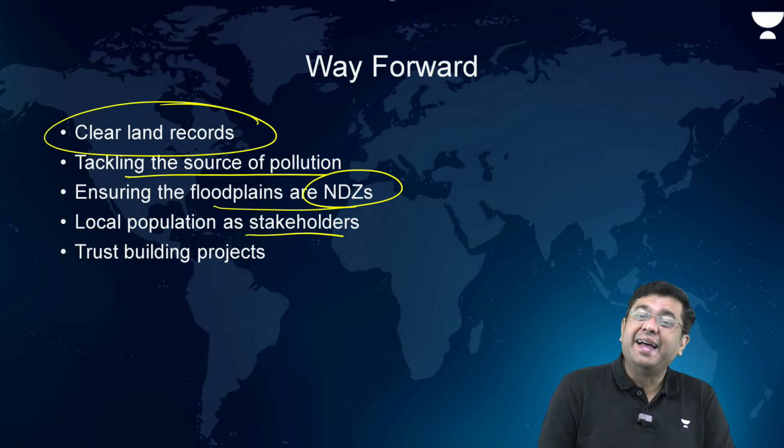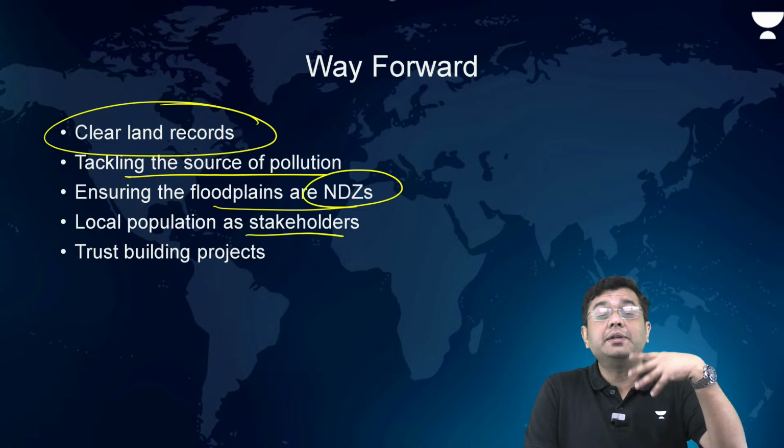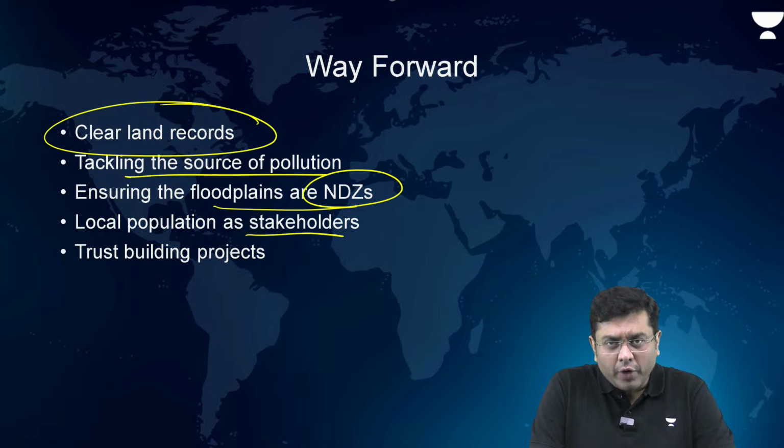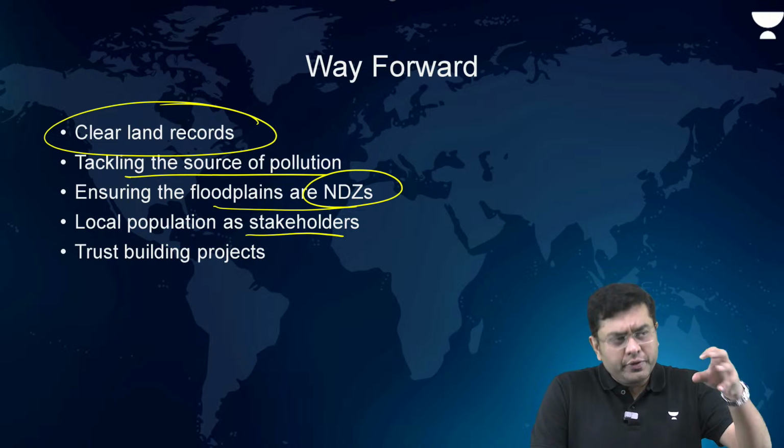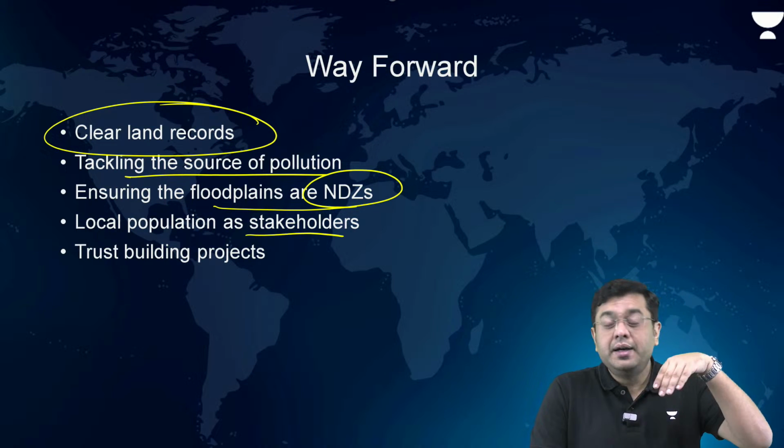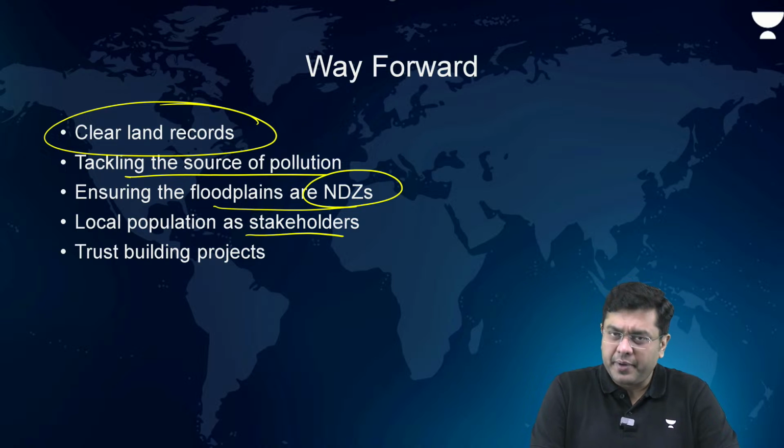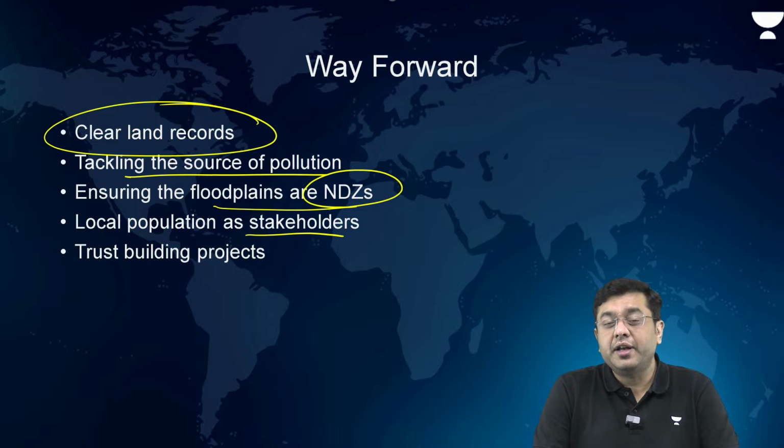Local population as stakeholders in terms of determining what the future of the city should look like. And that is very much important. Unless and until you do that, the local population will always feel like an outsider, and oftentimes they will not cooperate. And what is also required is, we need certain flagship projects across the country for rehabilitation and rebuilding.